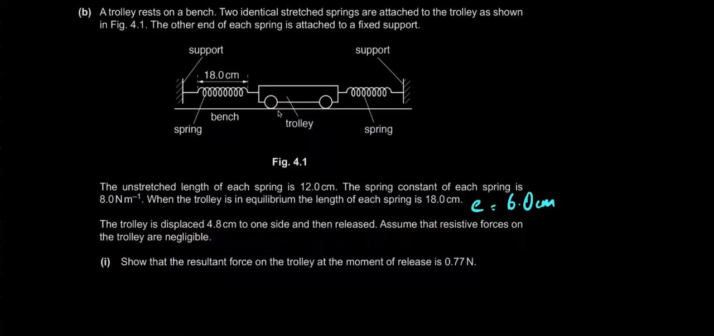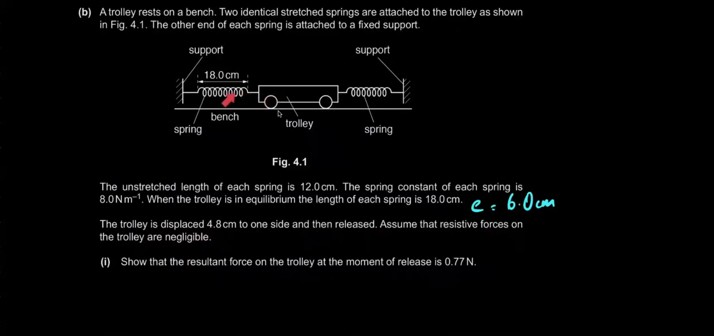And then it will be released, right? So assume that the resistive forces on the trolley are negligible. Show that the resultant force on the trolley at the moment of release is 0.77 Newton. So let's say, and this is totally up to you. Again, the conclusion, based on whatever you do in this, is going to be the same.